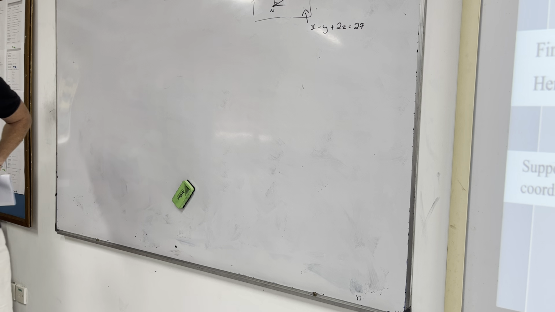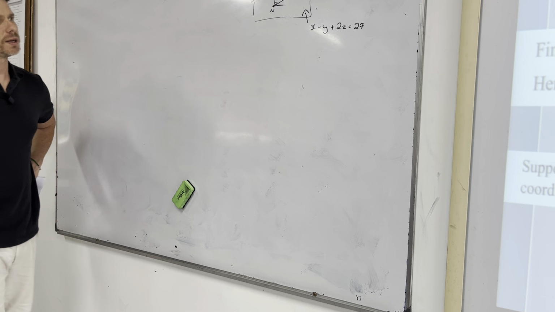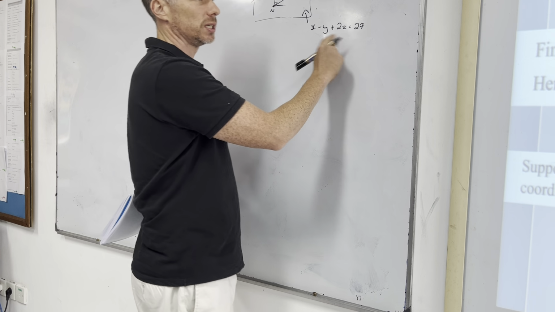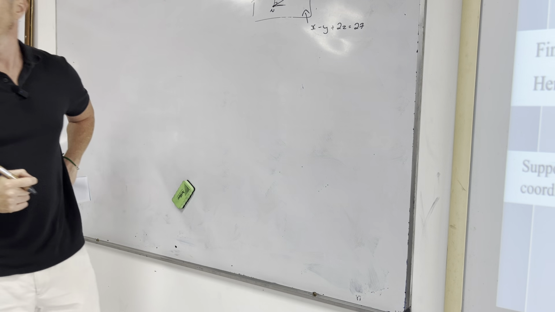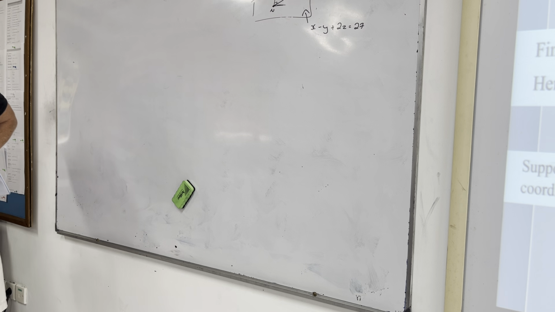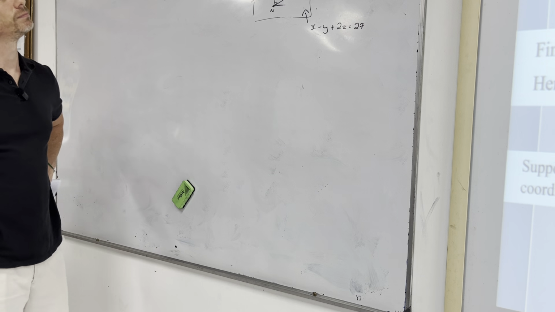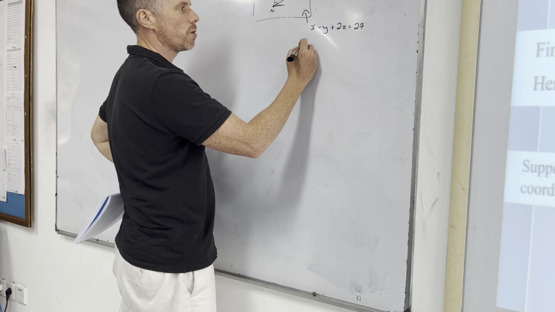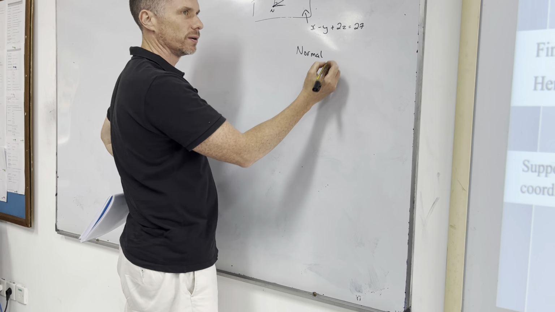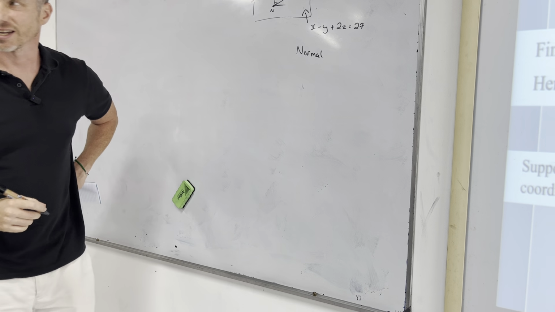Remember how we formed those equations of planes? How did we get this left-hand side, the x, y, z? What did we multiply it by? The normal. So what is the normal vector to the plane? Oh, it's the coefficients. So the normal to this plane is already there. It's kind of hidden.